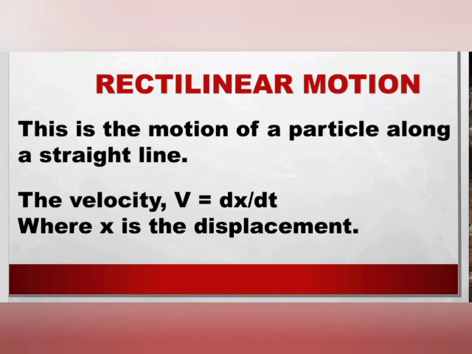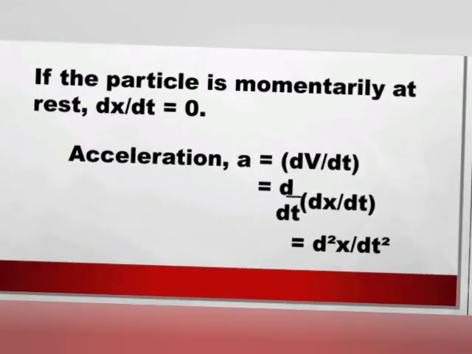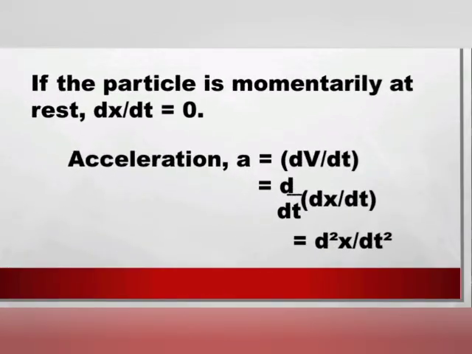Let's quickly consider the second application of differentiation we are looking at today, rectilinear motion. What does rectilinear motion mean? This is the motion of a particle along a straight line. So the velocity v is written as dx/dt, where x is the what? The displacement. Good. When the particle is momentarily at rest, our velocity is equal to 0. And I just showed you now that velocity is dx/dt. So dx/dt is equal to 0.